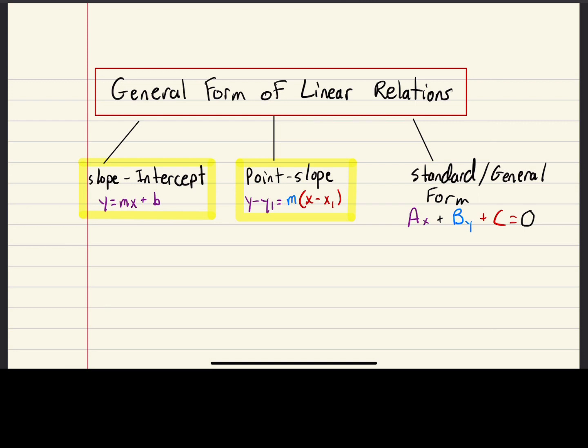So far we've seen two types of linear relations. We've expressed linear relations in the slope-intercept form, which is y equals mx plus b. We've also looked at the point-slope form, which involved both a point on the line as well as the slope. And then finally, we're going to end with the standard or the general form of the equation over here, which is ax plus by plus c is equal to 0.